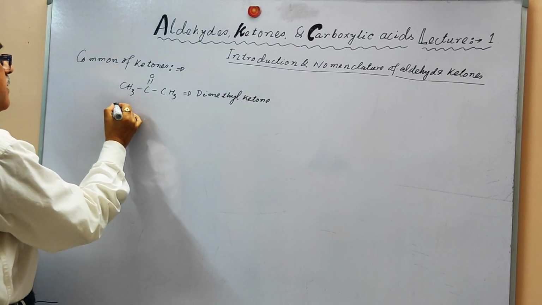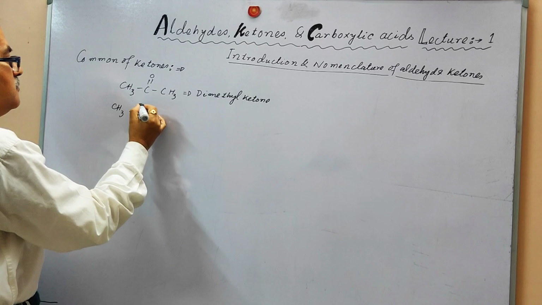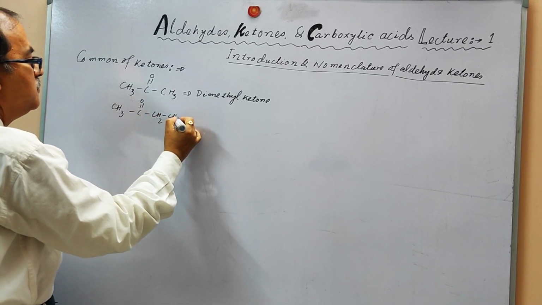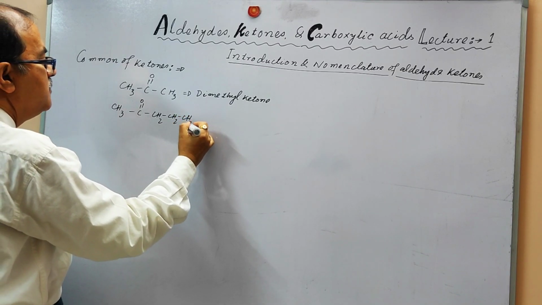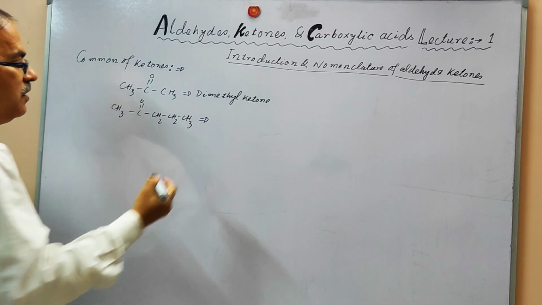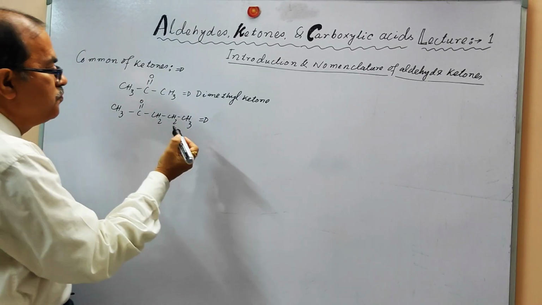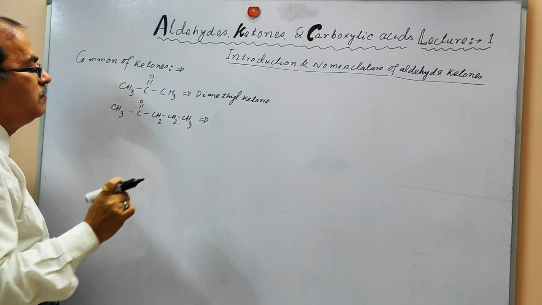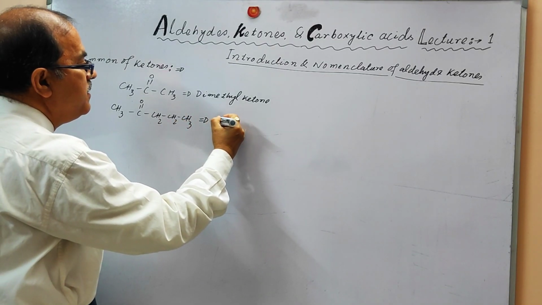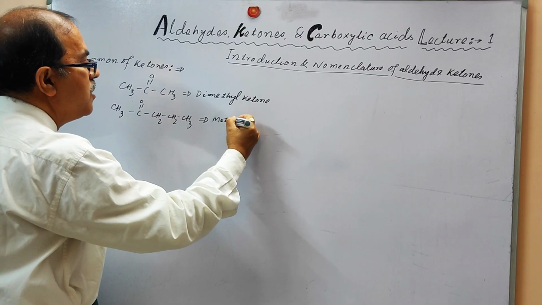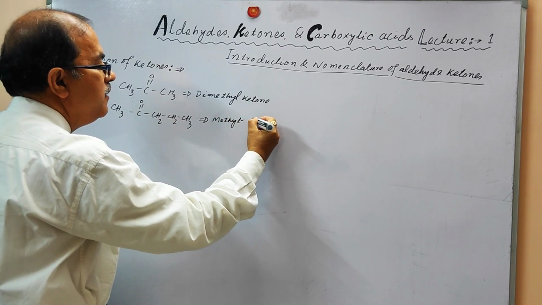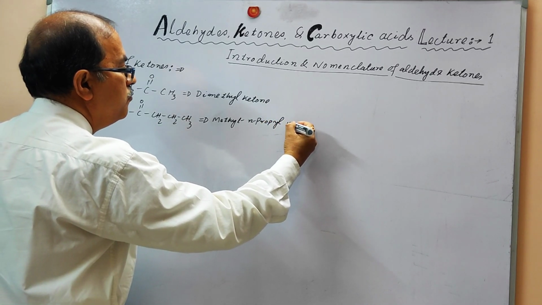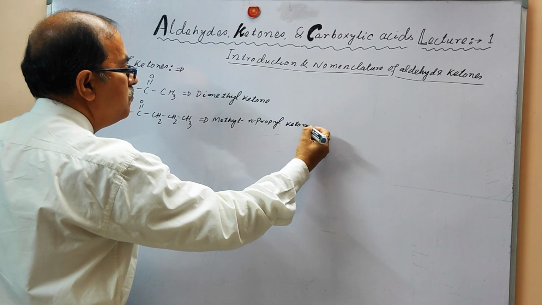Or we can take another example, CH3, CO, CH2, CH2, CH3. See, the two groups are alkyl groups, one is methyl and the other is the n-propyl group. So we have to put these in alphabetical order. In alphabetical order, methyl comes first: methyl n-propyl ketone, right?